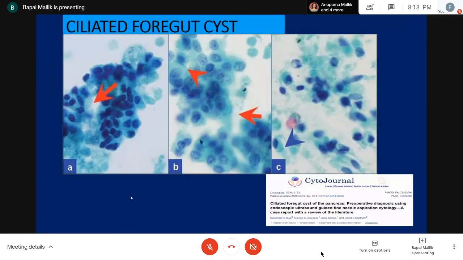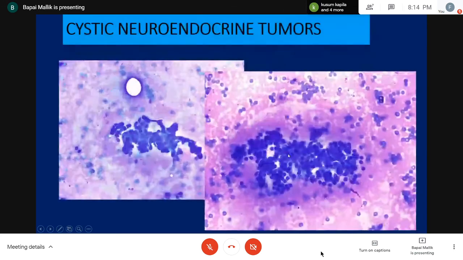This is a very rare cyst. This is from an article by Kulwinder Das and Dr. Vinod Sudham. And this is a cyst which is actually a ciliated foregut cyst, which was published in Cytojournals. So here the diagnostic clue is looking at the cilia, if you can pick them up on the smears.